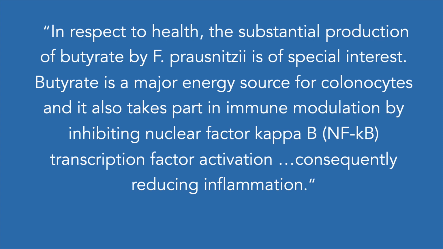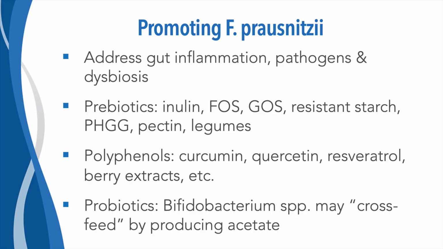And in this article, they go on to say, in respect to health, the substantial production of butyrate by F. prausnitzii is of special interest. Butyrate is a major energy source for colonocytes, and it also takes part in immune modulation by inhibiting nuclear factor kappa B, or NF-kappa B, transcription factor activation, consequently reducing inflammation. Because low levels of Faecalibacterium have been associated with a wide range of inflammatory and autoimmune conditions, it can obviously be potentially a benefit to increase levels of Faecalibacterium that are unusually low in particular patients.